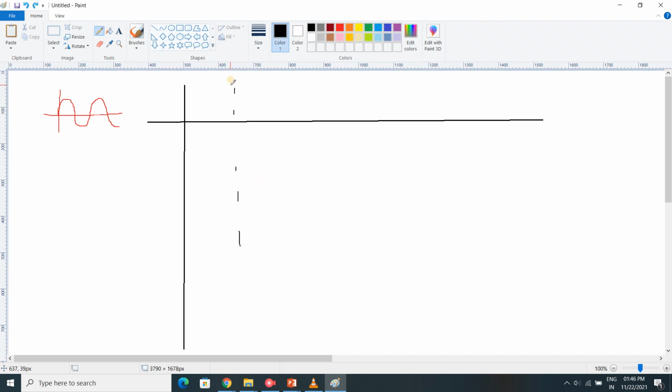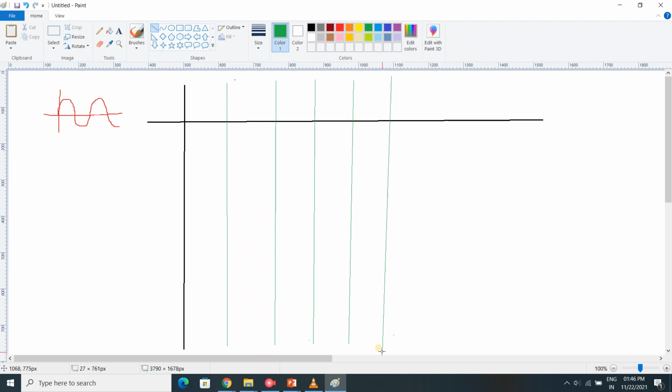Okay, let me draw the 6 different segments. That will be easier for you to understand. 6 segments. I will show you in a different color. I think you can see the green color. Segment 1, segment 2, segment 3, segment 4. Since you have not studied the 6 pulse well, or you have missed out.